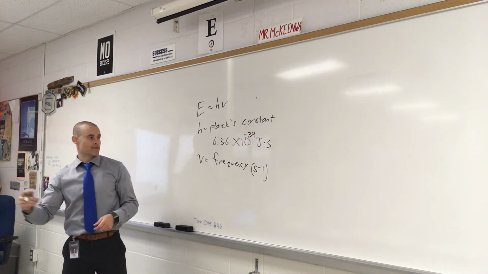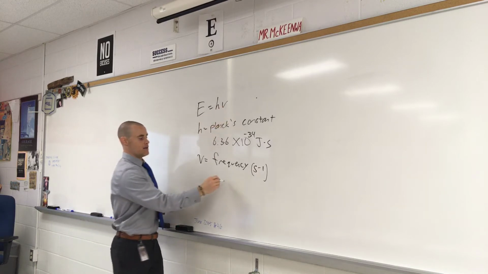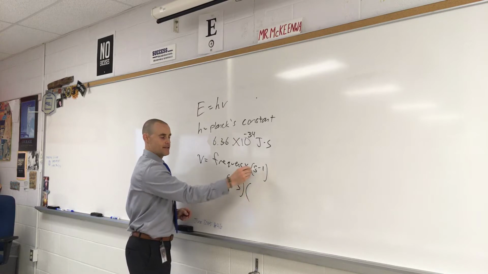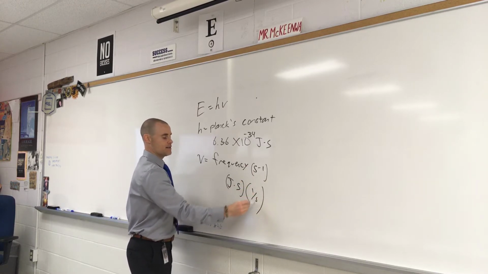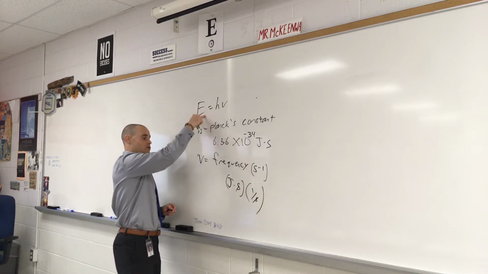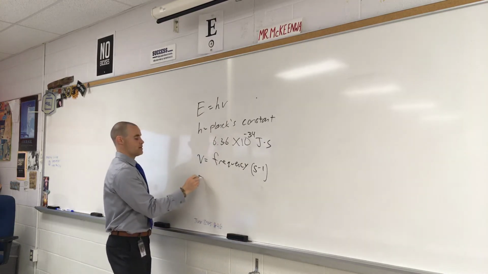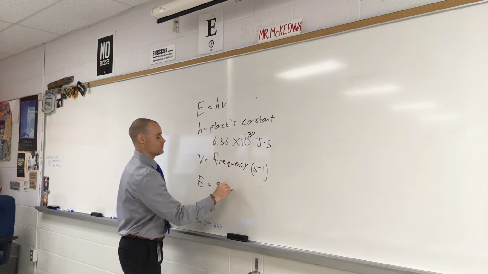Or 1 over seconds. So if you multiply joule seconds times seconds to the minus 1, which is 1 over seconds, your seconds cancel and then you get joules, which is E. So E is joules, so energy. E is energy in joules.